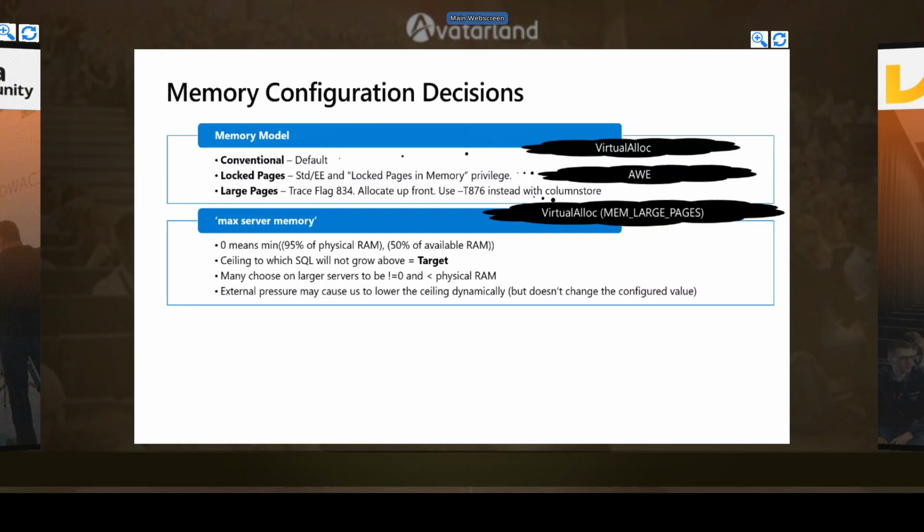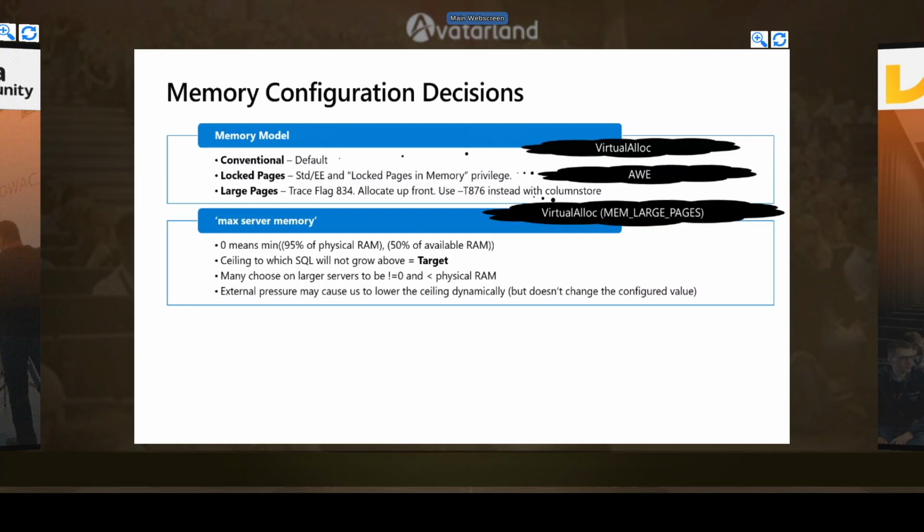Now, if you set the target using max server memory to your own fixed number, we will not grow ever above that number. SQL itself will not use its memory to grow above that number. If the memory grew above that number, that would be like a memory leak from some external process, some DLL running in SQL or something of that nature.